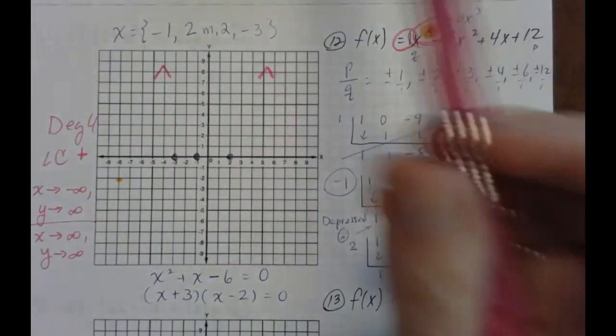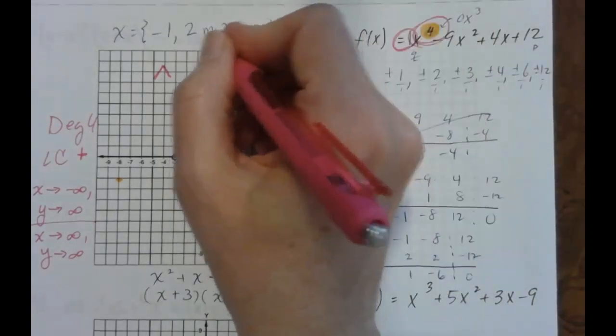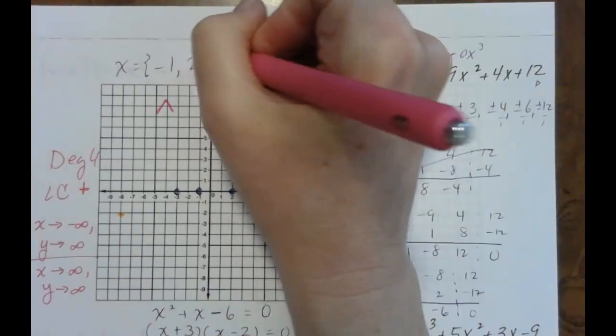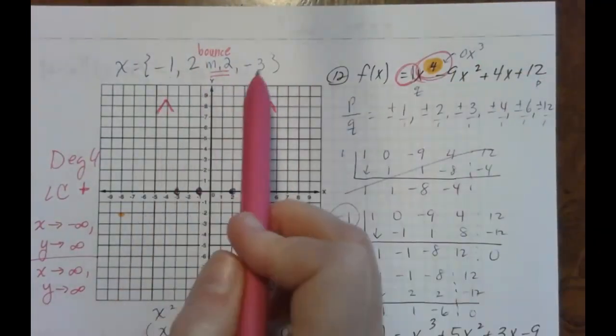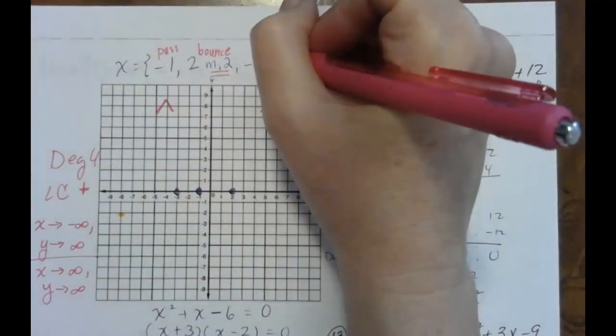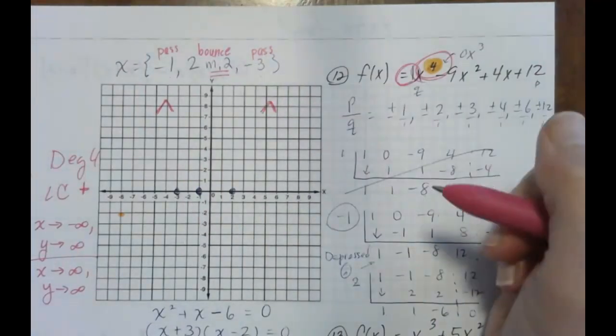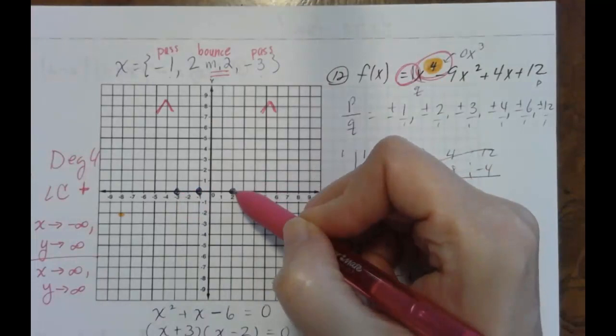But something fantastic is going to happen at +2. Because it has a multiplicity of 2, we know that it is going to bounce. But at -1 and -3, it is going to pass because its multiplicity is odd. So passing, passing, bouncing. Here we go.